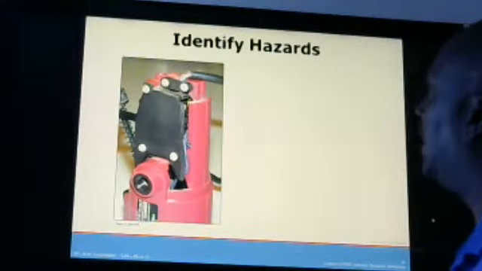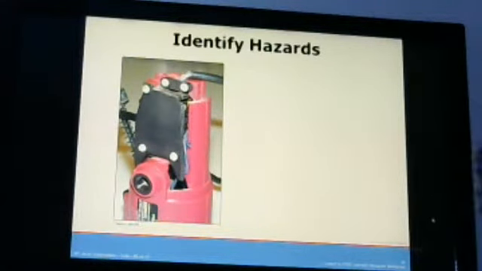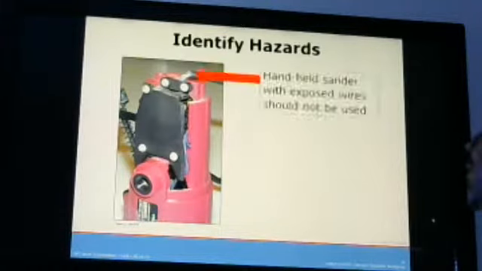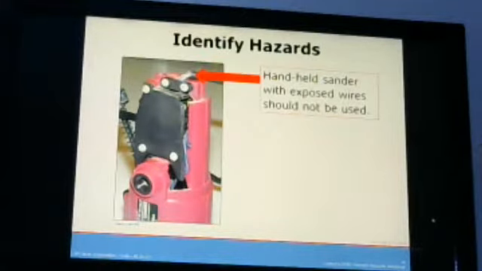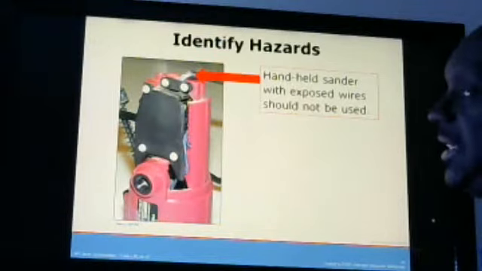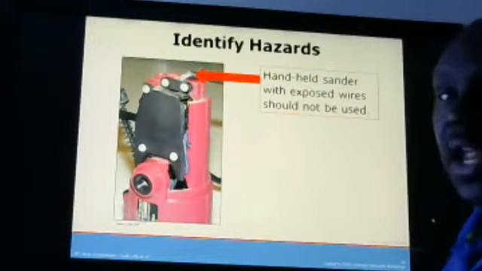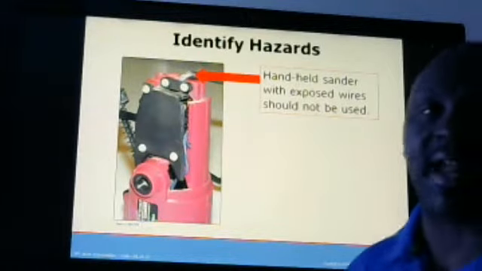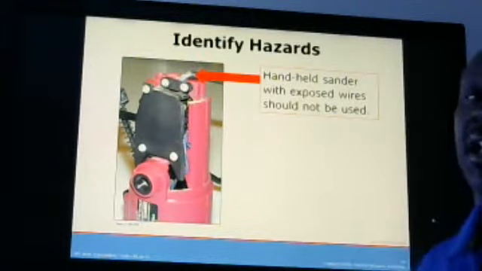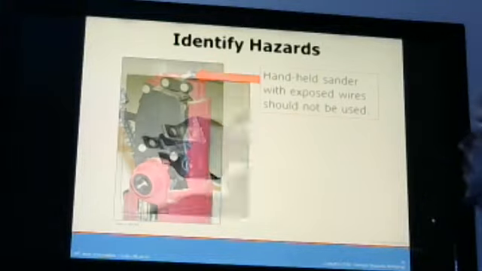So you see here, we can identify that this cord is no good. It needs to be taken out of service. You see the handheld sander with the exposed wire. It really should not be used. And that is a good picture of how you should take this out of service instead of putting a piece of tape around it, because it has now violated the manufacturer instructions and you need to take it out of service.